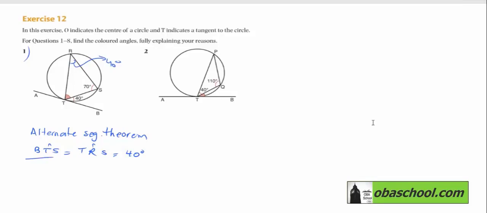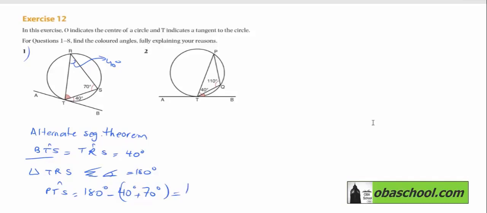Now that we have the measurement of TRS, we know that the triangle TRS has a sum of angles equal to 180 degrees. And so in such case, since we have the measurement of angles TRS and TSR, RTS would be 180 minus those two angles, 40 and 70 degrees. So 180 minus 110 degrees, which is equal to 70 degrees. And that would be the measurement of the angle RTS.